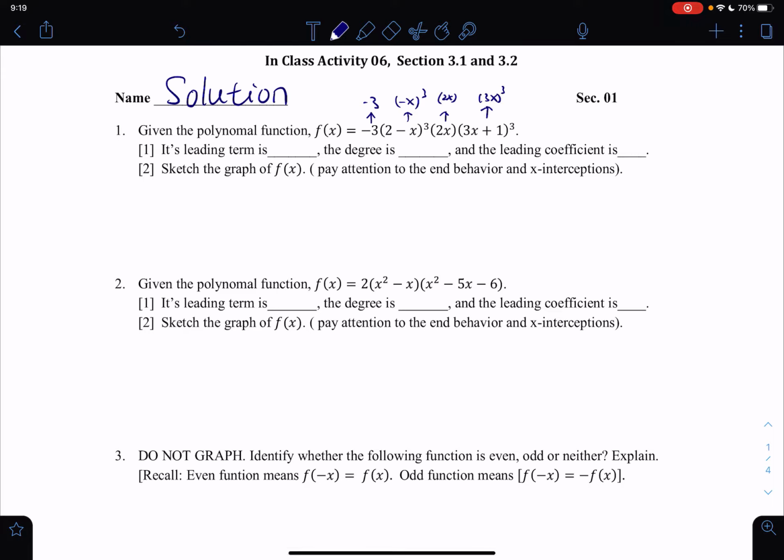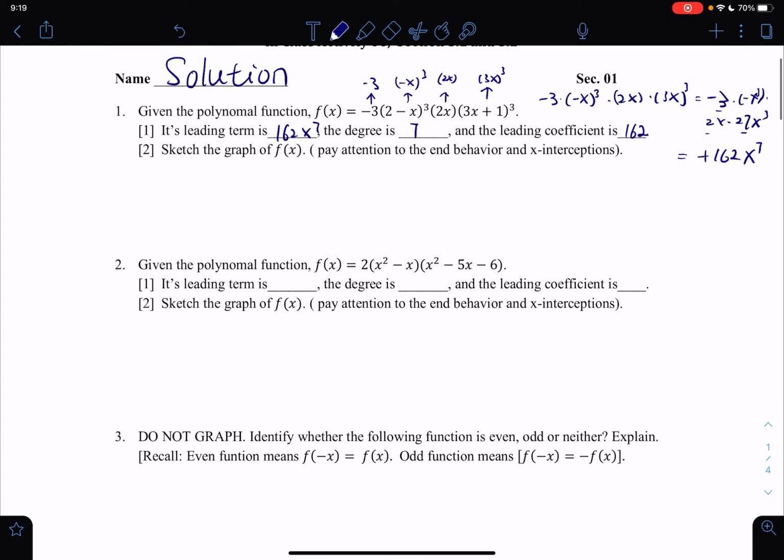So if I were to group them together, negative 3 times negative x cubed times 2x times 3x cubed is equivalent to negative 3 times negative x cubed times 2x times 27x to the third. The coefficients were negative, hence positive. 2, 3, hence 6 times 27. 6 times 27 is 162. The order is 7, so my leading term is this, where the degree is 7 and the leading coefficient is 162.